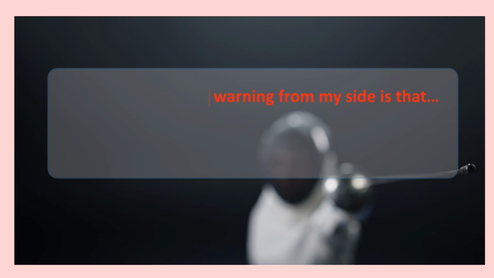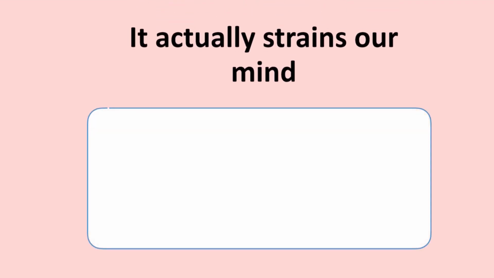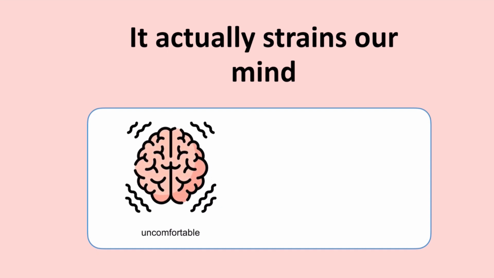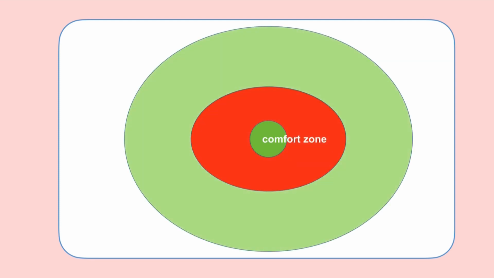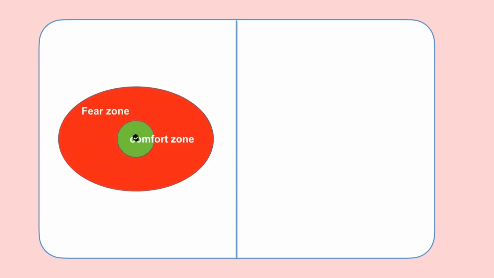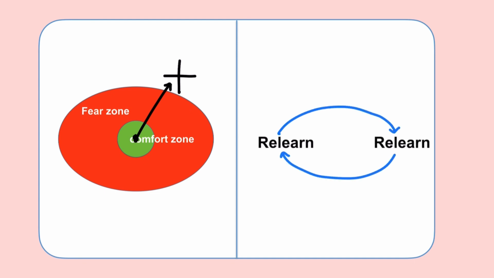The second problem with active learning is it actually strains our mind. This technique actually involves cognitive processes, so it strains our mind and makes us uncomfortable and tired. And in order to learn better, we need to get out of our comfort zone. But our mind does not want to step out of our comfort zone. And we end up thinking that this technique just does not suit me and I am not made for this. So at last, we end up in a never-ending cycle of just relearning the same content again and again.